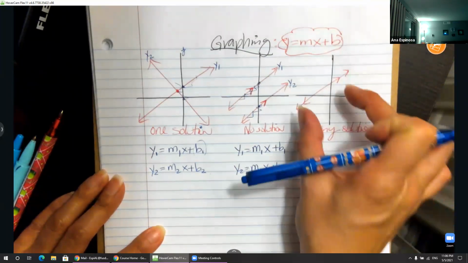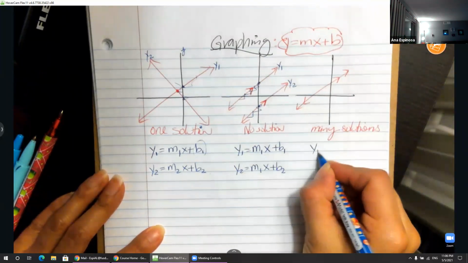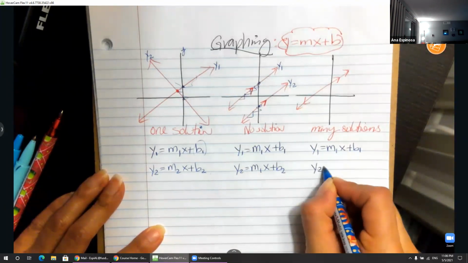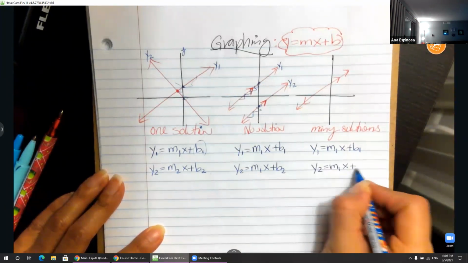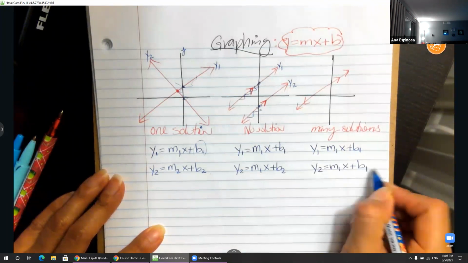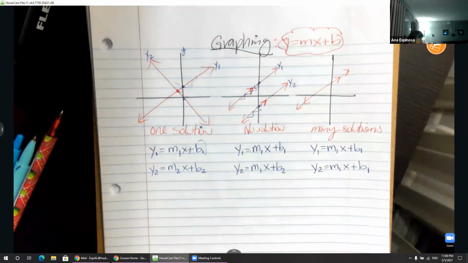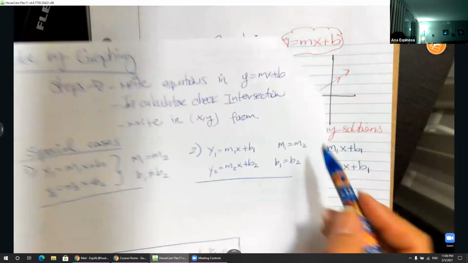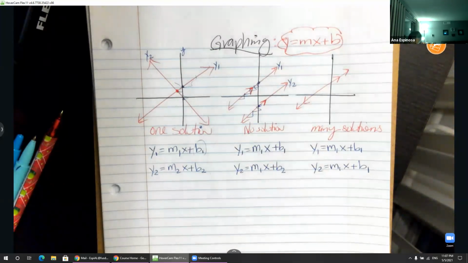Okay. On this one, they have to be exactly the same line. So guess what? They're both exactly the same, M and B. Okay, that's what I have written here. Now I wrote the letters different right here, but this is the same. That's basically what it means. Okay, so when you graph, and if you have questions on graphing, we can go over that during class.